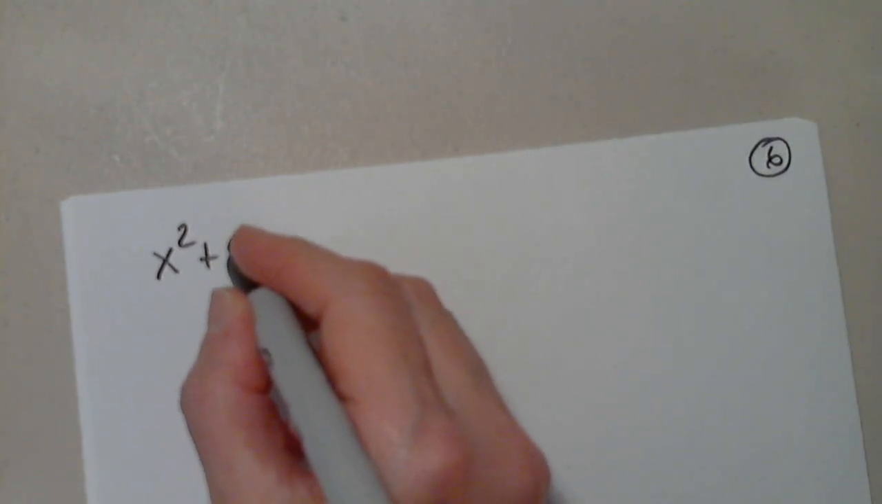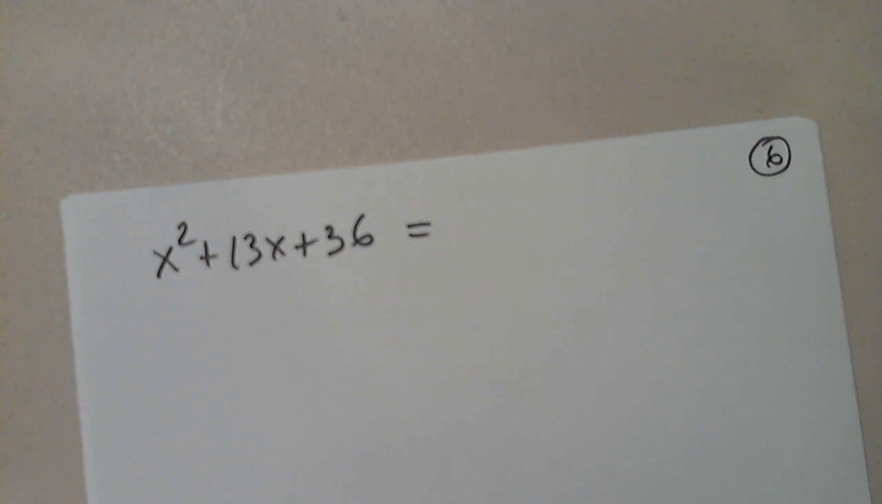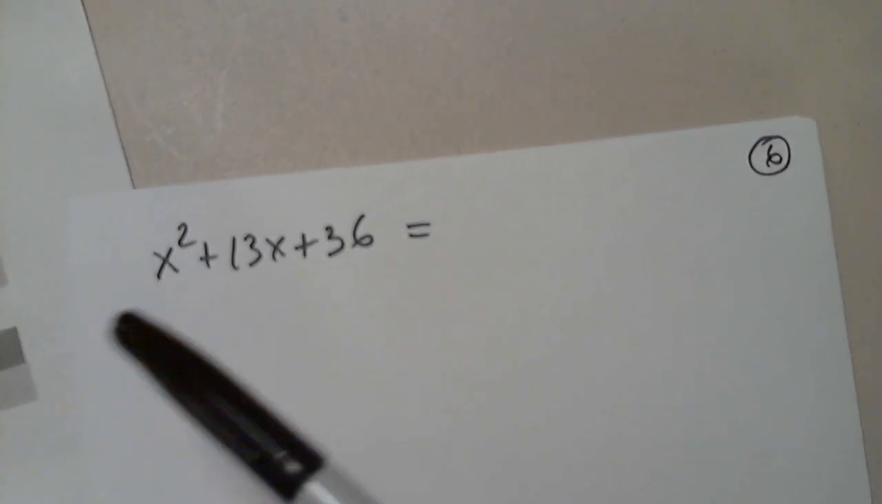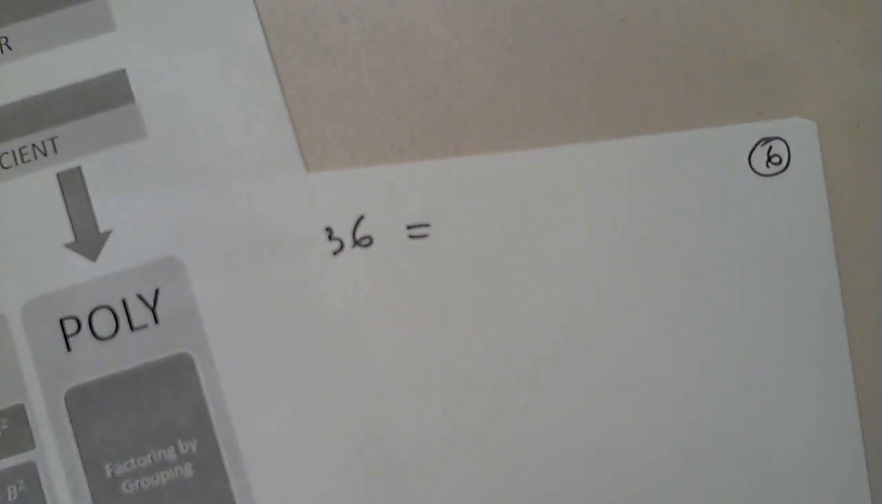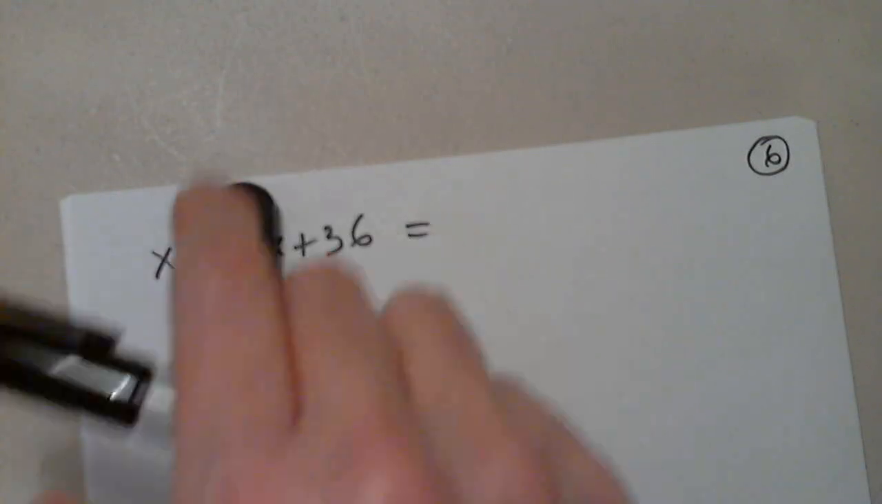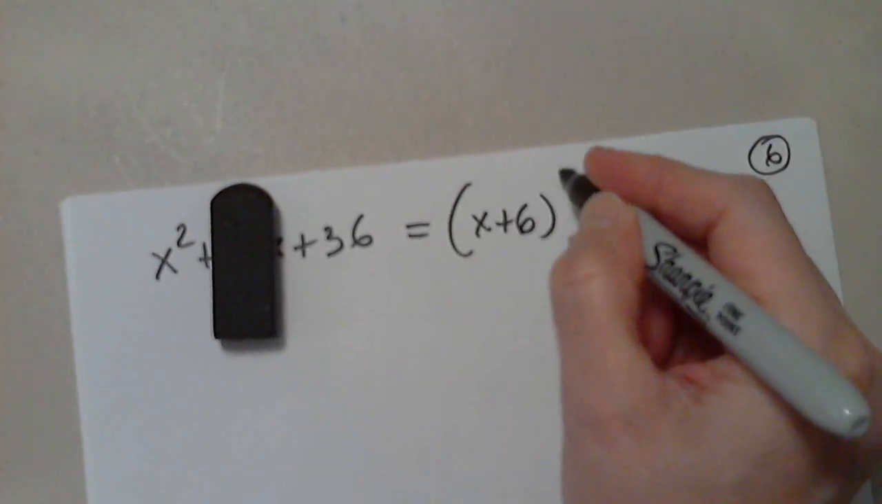I like to choose D. Again, quickly, once you get used to this, it's going to be like second nature. Descending order, yes. Greatest common factor, no. Negative leading coefficient, no. Special product, yeah. Yeah, it's a special product. x plus 6, everything squared.